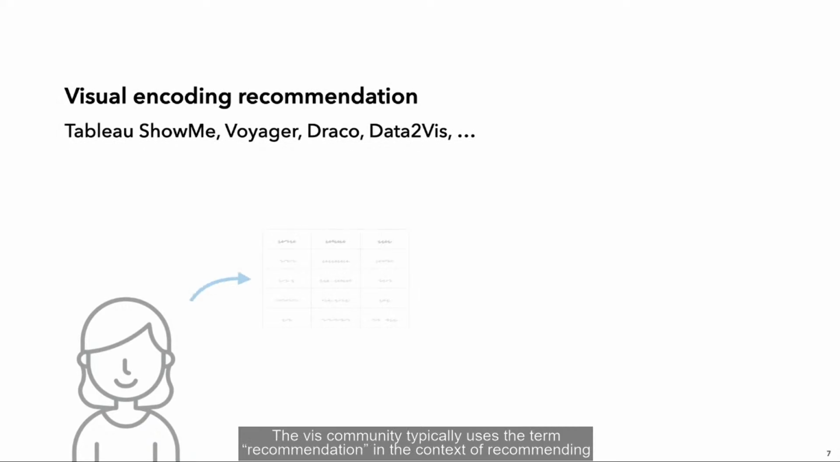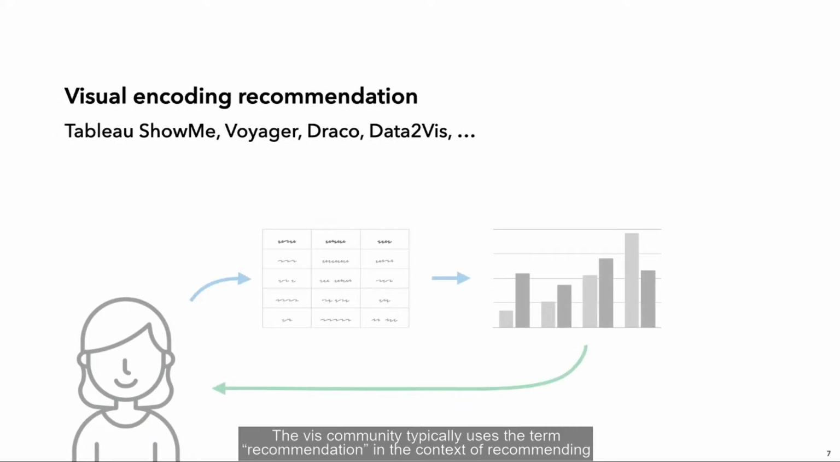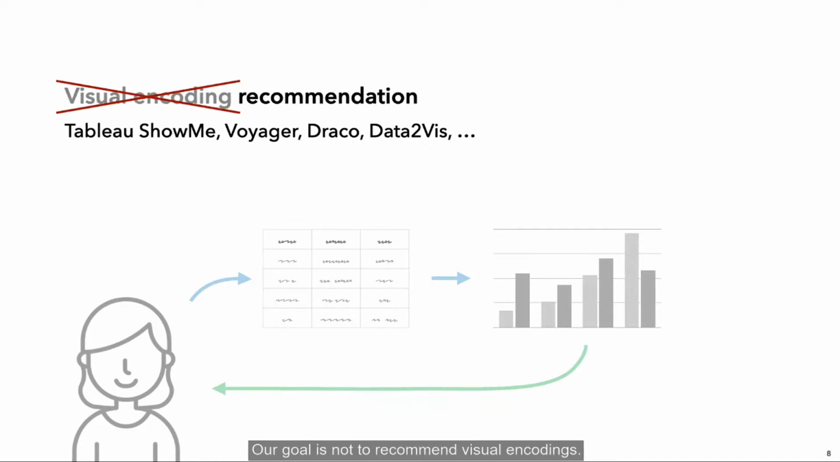The VIS community typically uses the term recommendation in the context of recommending new visual encodings for a given dataset or a combination of data types. Examples are Tableau Show-Me, Voyager, Draco, or Data to VIS. Recently, there was a lot of progress in this area, but automatically generated results are still relatively simplistic. Our goal is not to recommend visual encodings.